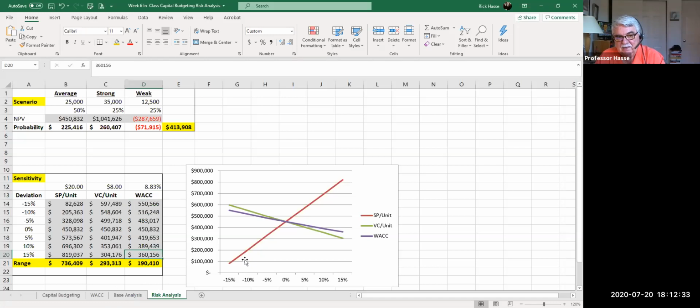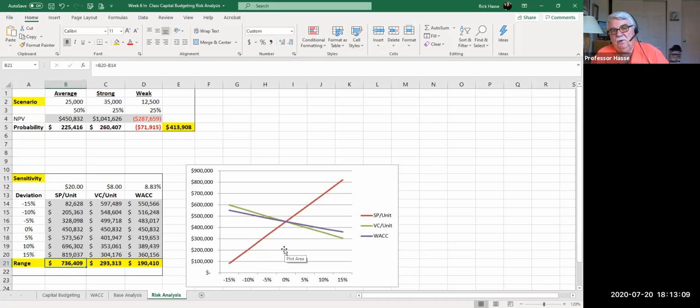And I put it into a line analysis, looking at the steepness of the lines: selling price, variable cost, weighted average cost. Notice selling price has the steeper line, and that can correlate to this number here. From top to bottom, the differential of cash, 736,000 compared to 293 and 190 top to bottom. Thus, the slope of the selling price per unit line is steeper.